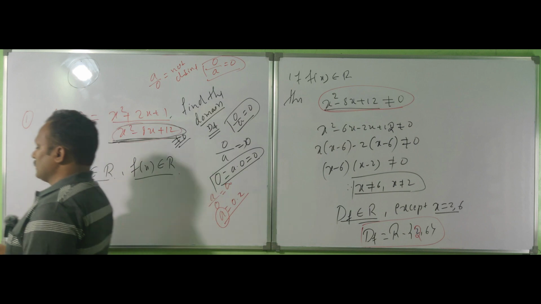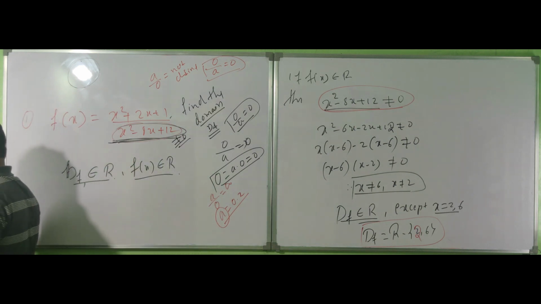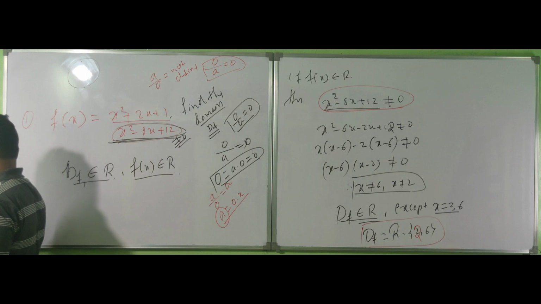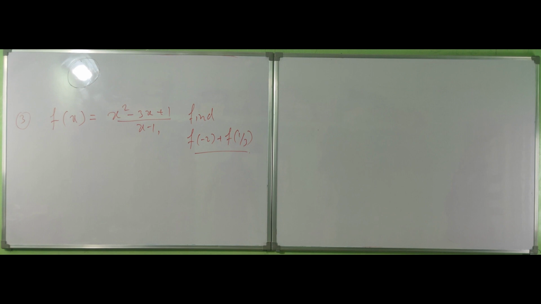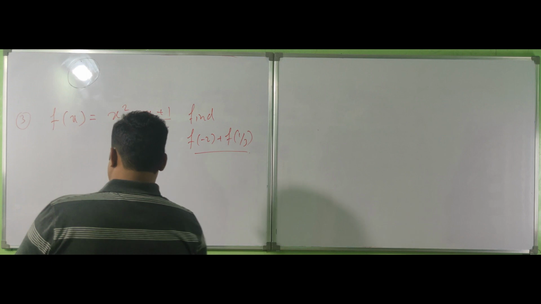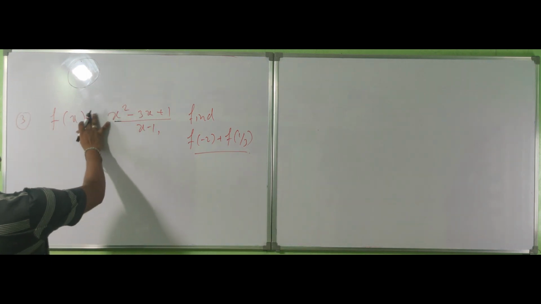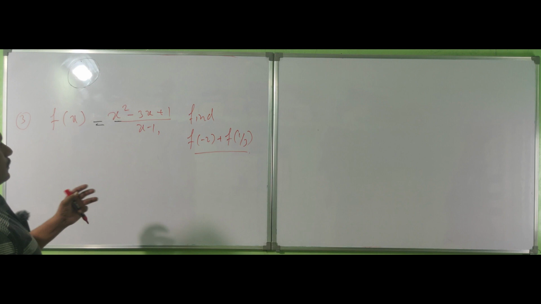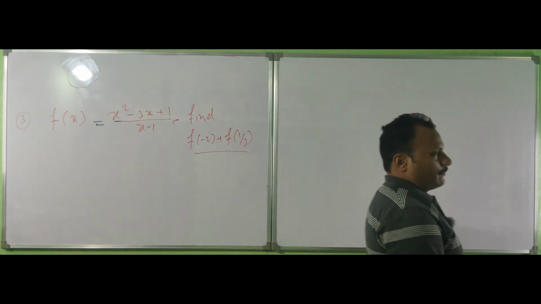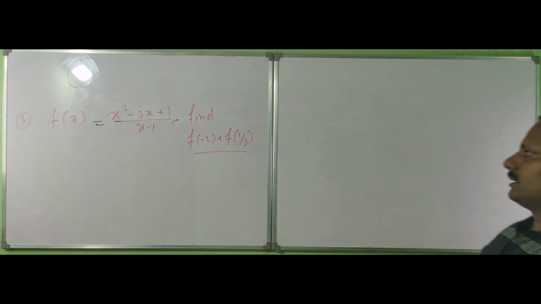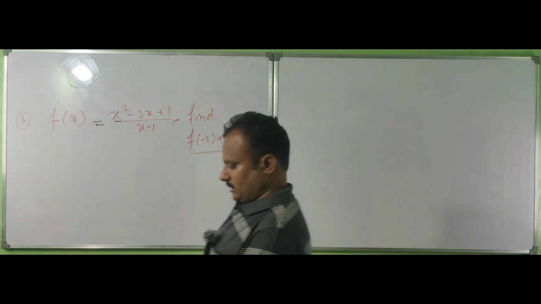That was the first question. Okay, the next question: f of x is equal to x square minus 3x plus 1, divided by x minus 1, and find f of minus 2 plus f of 1 by 3. First, you find the domain.